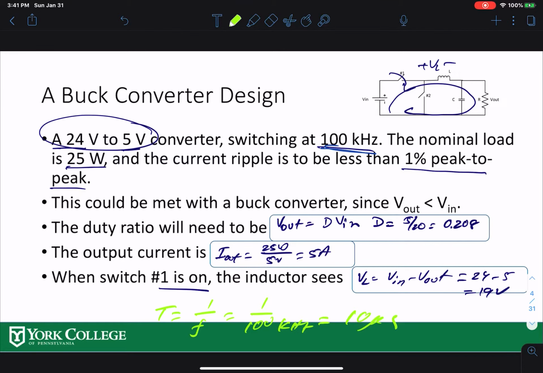So with that, now we know the equation: V out is D times V in. With that, your duty ratio D is 0.208. Then your output current, delivering 25 watts at 5 volts, is 5 amps. And when switch 1 is on, you are connected from input to output, so VL is basically V in minus V out. That is 19 volts.